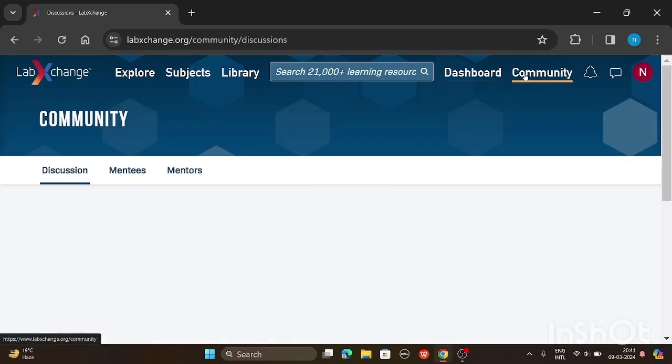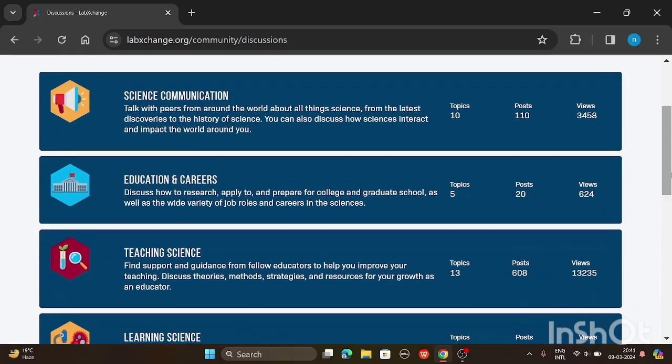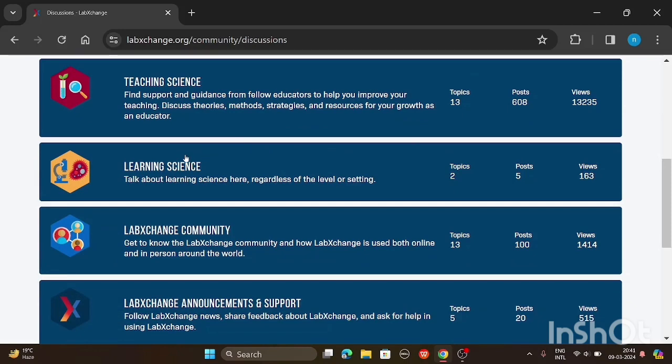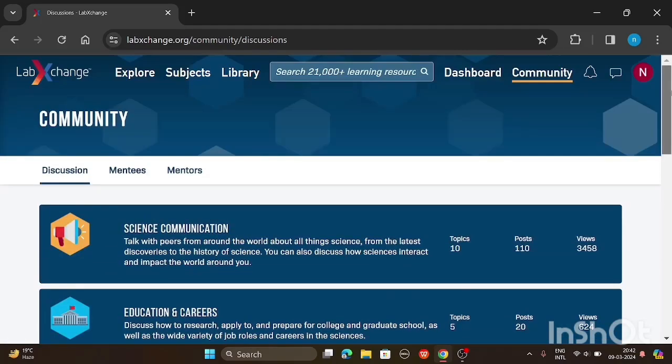Then we can go to community. In the community, there is a discussion page. In the discussion page, there is a community of science communication, education and careers, teaching of science, learning science. So this is a community. You can join any community and then you can share knowledge about these things. LabXchange announcement and support, LabXchange community. You will get information about this. You can discuss with the peers.